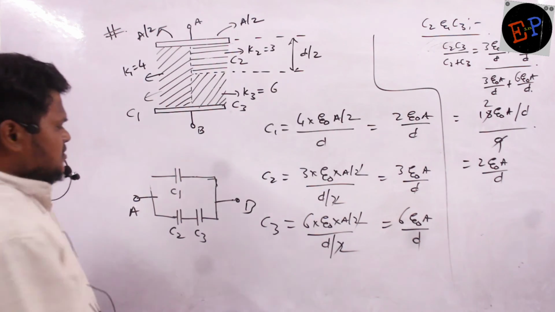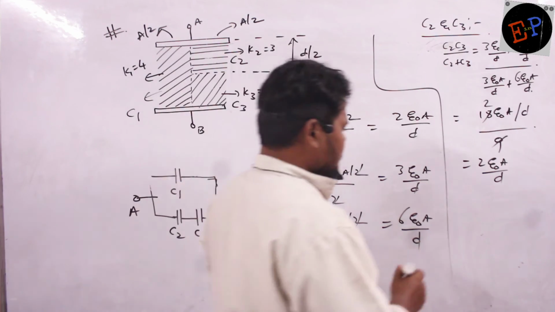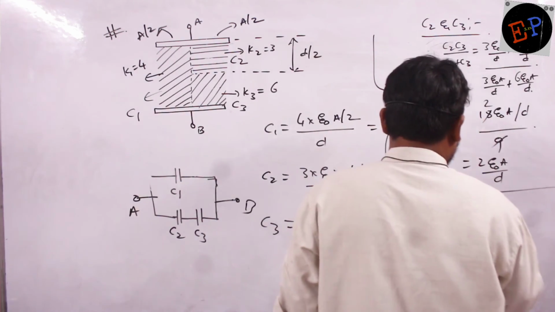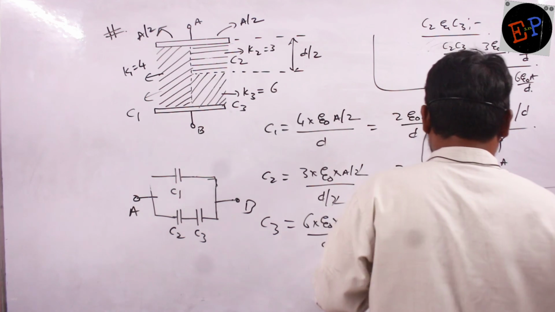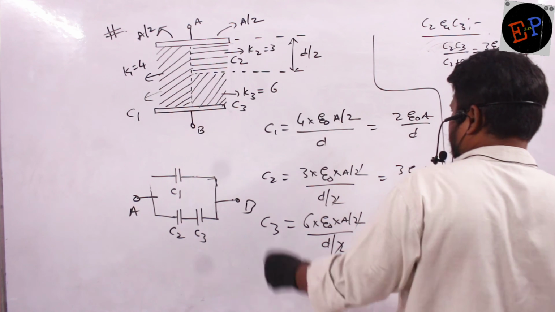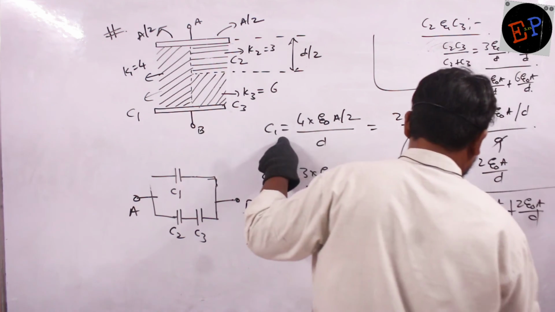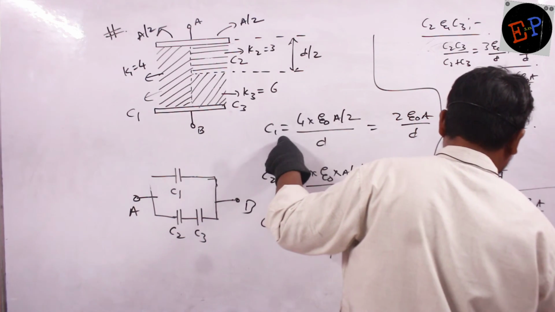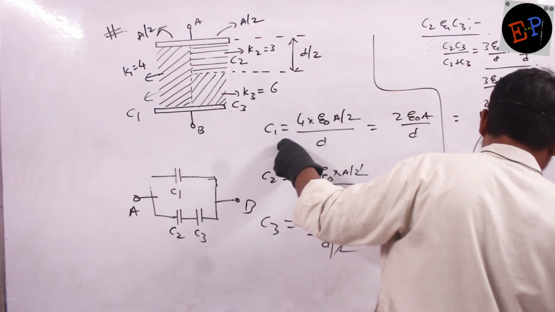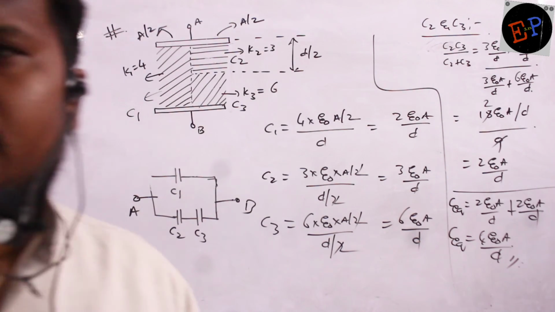Now C2 and C3 are in parallel with C1, no? So what is the total capacitance? C equivalent, just add them: 2 epsilon naught A by d plus C1, which is 2 epsilon naught A by d. So therefore C equivalent equals 4 epsilon naught A divided by d. That's it. That is our answer. Is it clear? Very simple.